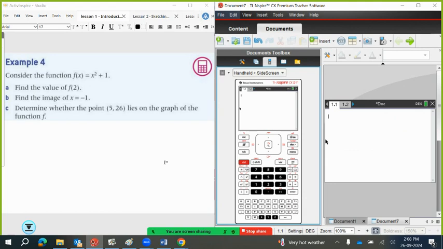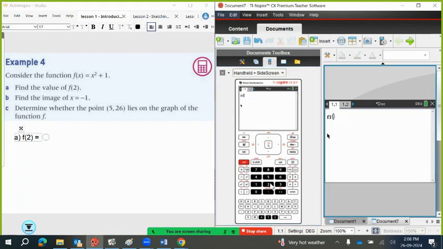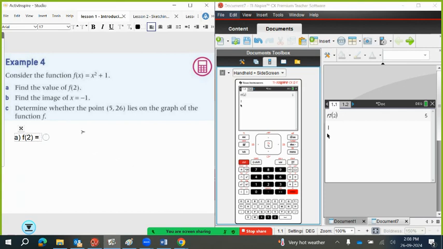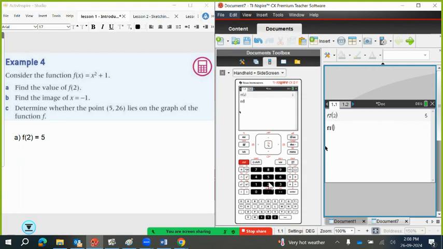Bring it here. So what we want to do is we want to evaluate the function when x equals 2. So for the first one, a, we need to find f of 2. And we just press variables, F1, type in 2, press enter, we get 5. I'll do it again. So we press variables, F1, we type in 2, we press enter, 5.